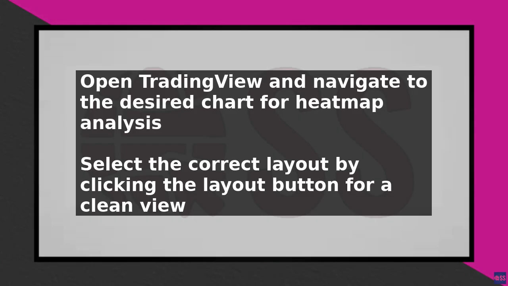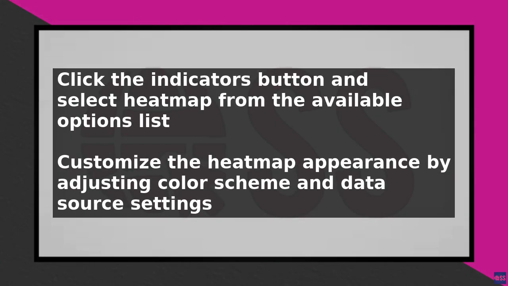Next, click on the Indicators button at the top of the screen and select Heatmap from the list of available indicators. If you cannot find the heatmap indicator, you may need to search for it in the Pine editor, which is TradingView's programming language. Once you have added the heatmap indicator, you will see a new window below your chart with various settings and options.